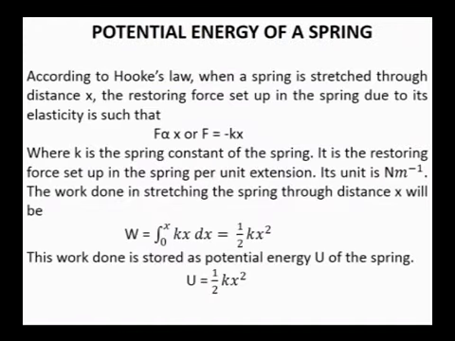So potential energy of the spring: according to Hooke's law, when a spring is stretched through a certain distance x, the restoring force set up in the spring due to its elasticity is such that, as I said earlier, potential energy is due to configuration. This elasticity is basically telling you that it is because of the configuration. So F is proportional to the displacement. F is equal to minus kx, where k is the constant, here a spring constant. It is the restoring force set up in the spring per unit extension, so its unit is Newton per meter.